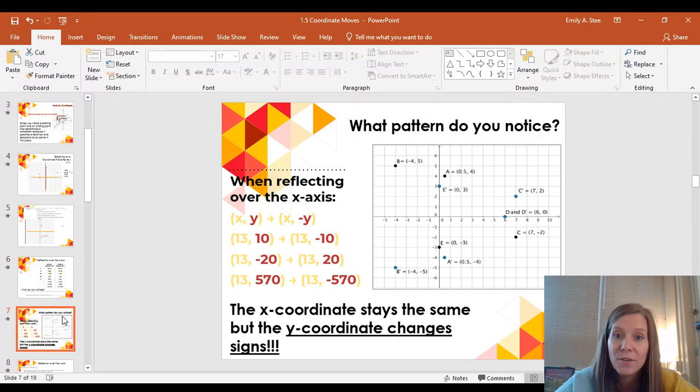Here is the pattern that you noticed. When we reflect over the x-axis, the x-coordinate stays the same because it's not going to the left or right at all. It's staying right on that mirror line. But the y-coordinate, because we're reflecting it from top to bottom or bottom to top, changes signs. If it was positive, now it's negative. If it's negative, it's now positive. This is also the answer key so you can check all of your points. If you want a quick check, you can pause now.